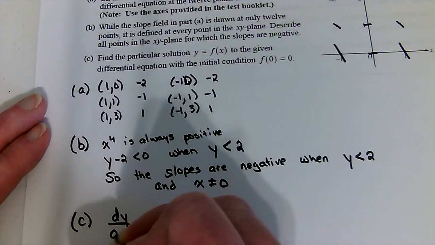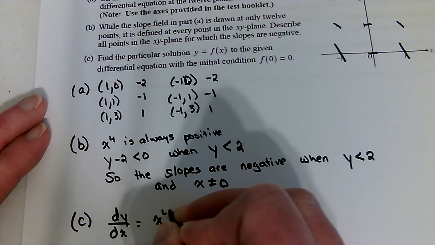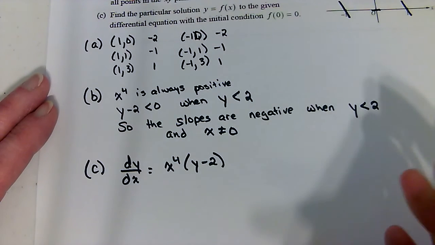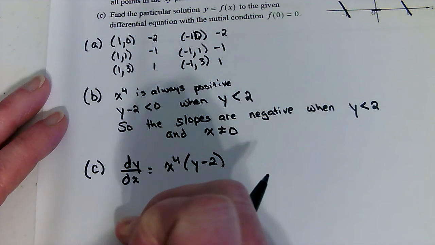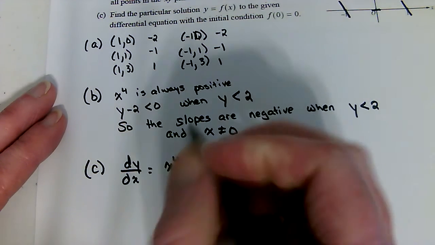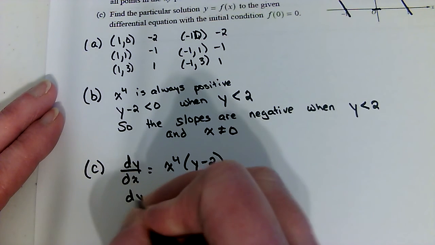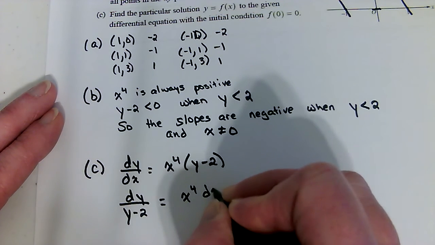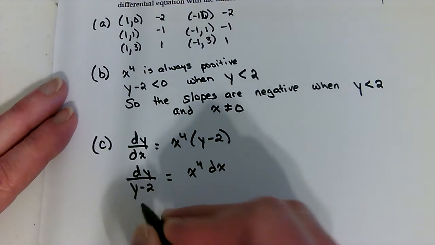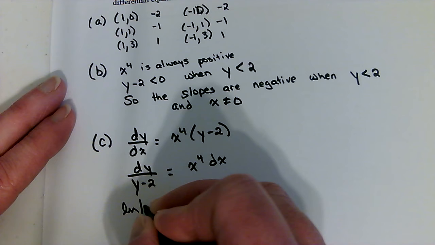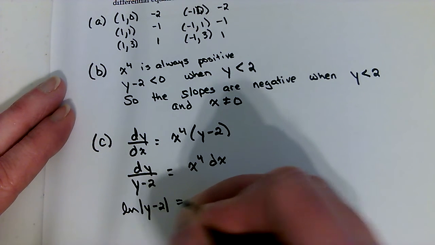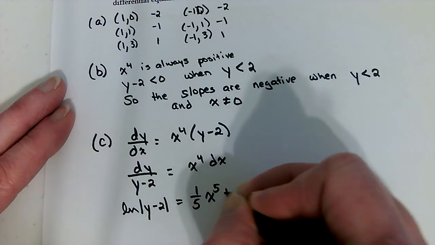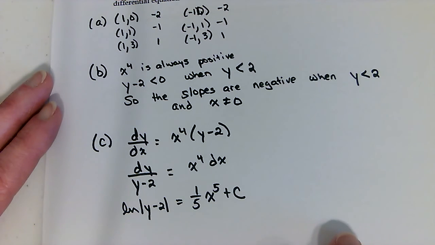Okay, so dy dx equals x to the 4th times y minus 2. Alright, so we got to separate our variables. I'm going to move the y minus 2 to the y, move the dx with the x. So I get dy over y minus 2 equals x to the 4th dx. The integral of 1 over y minus 2 is a natural log. And this would be 1/5 x to the 5th plus c.